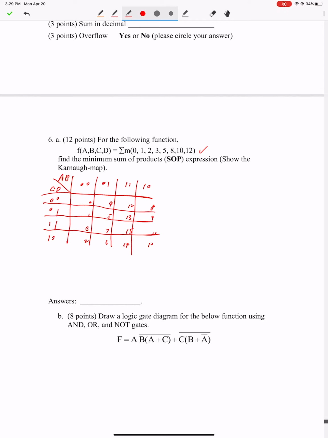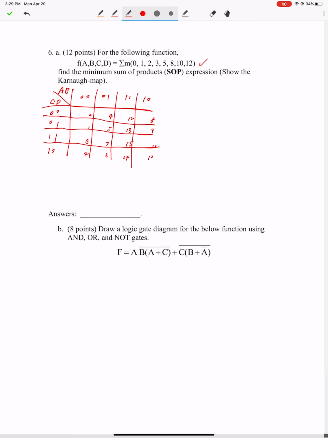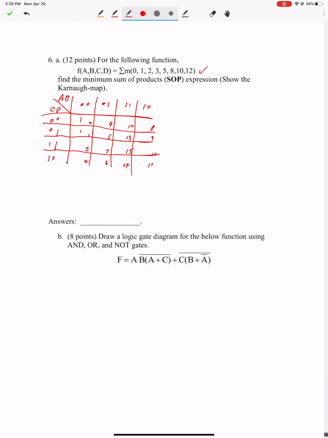And then fill ones according to the SOP function. So in this SOP function, cell 0 is 1, cell 1 is 1, cell 2 is 1, cell 3 is 1, cell 5 is 1, cell 8 is 1, cell 10 is 1, and cell 12 is 1. I'm sorry, cell 12, this one, right?